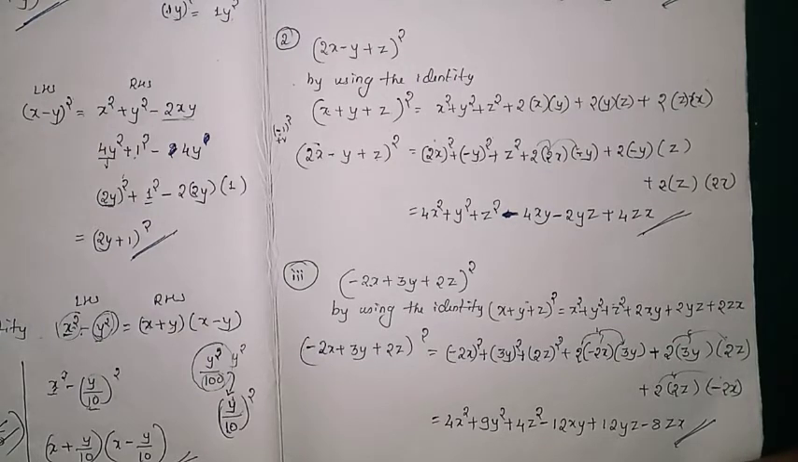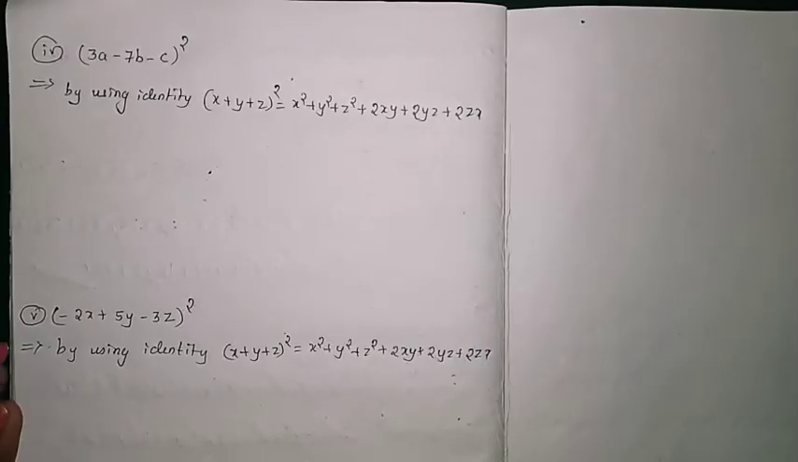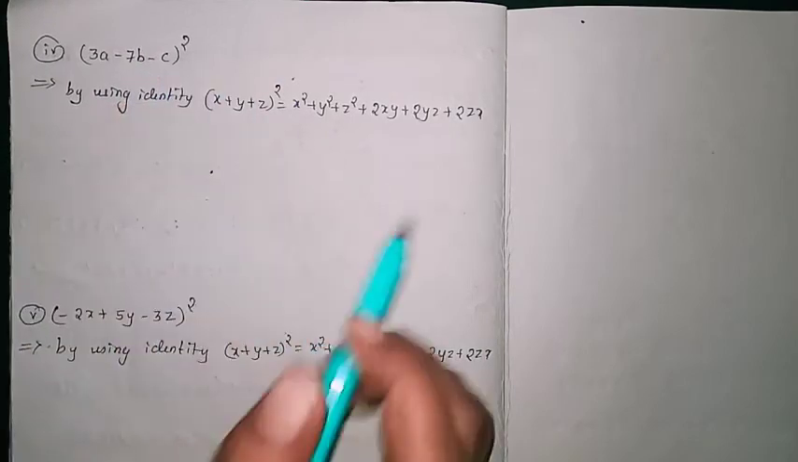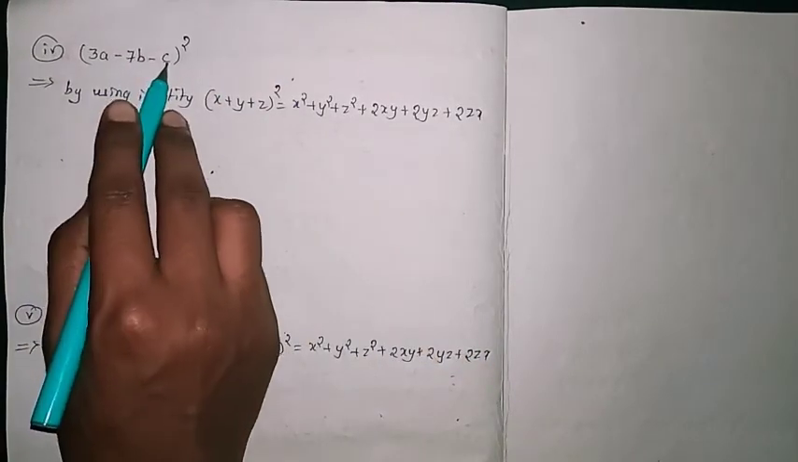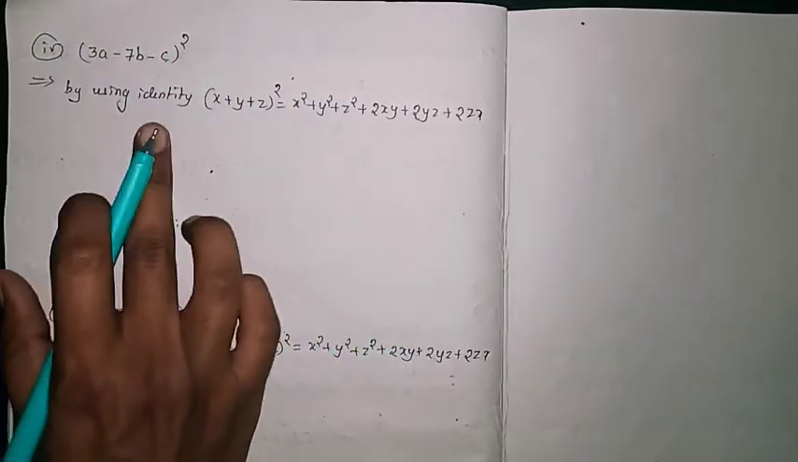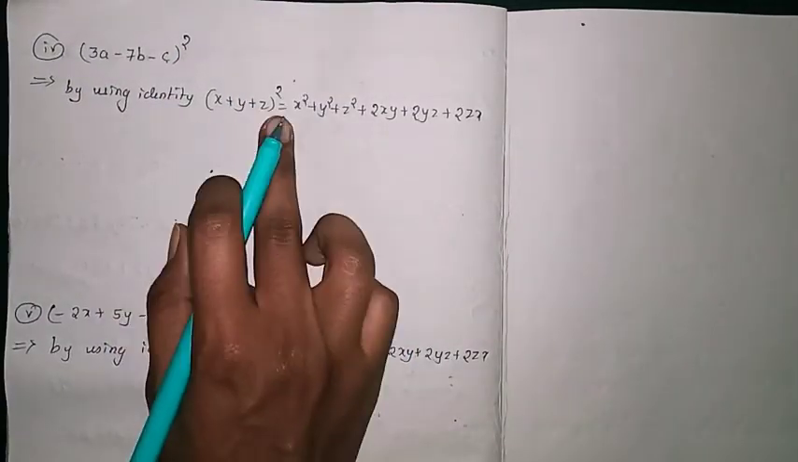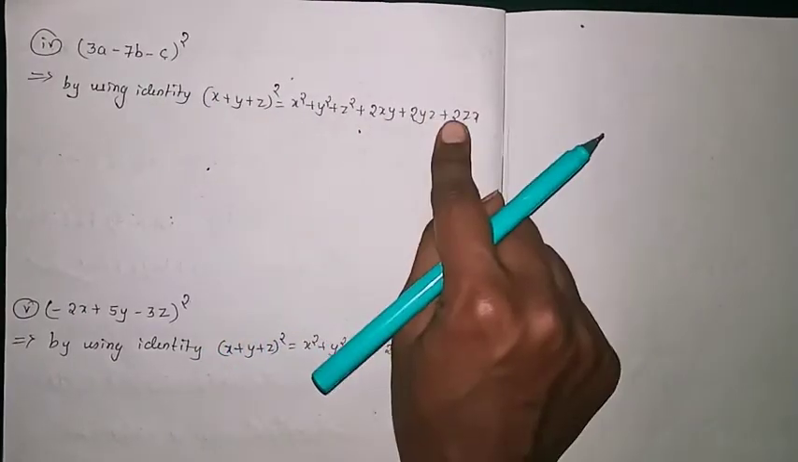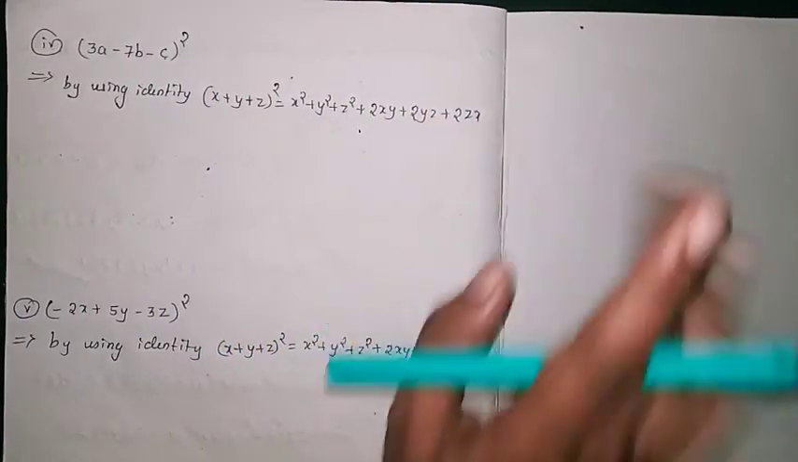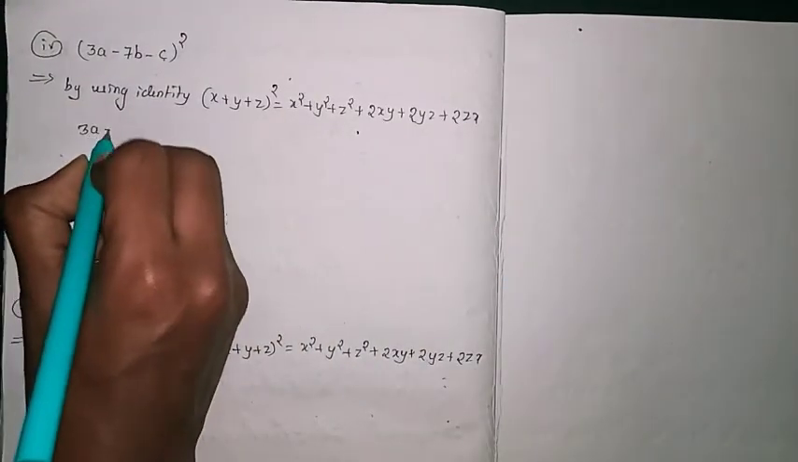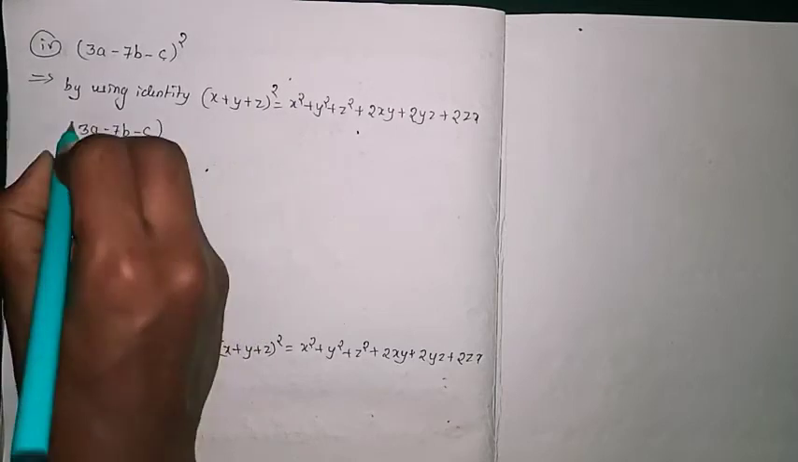So let's move on to the fourth one. So now here fourth and fifth and sixth problem. So all the identities, same identity they are using because three terms are there. So x, y and z whole raised to square, you have to expand this term by using the identity of x plus y plus z. So now I hope how to write the expanded identity you have understood. So directly I can solve, that is 3a minus 7b minus c whole raised to square.